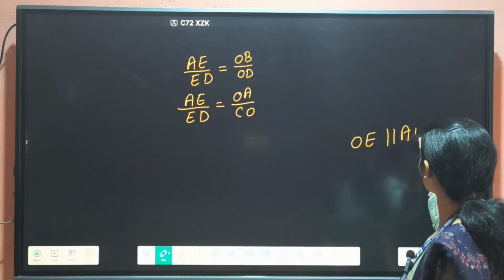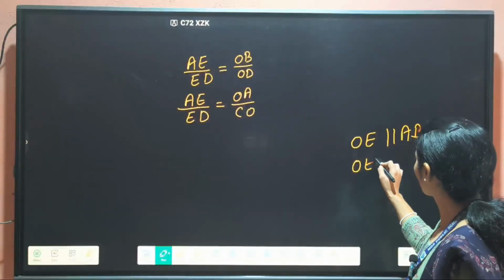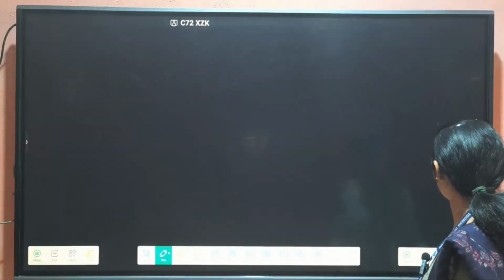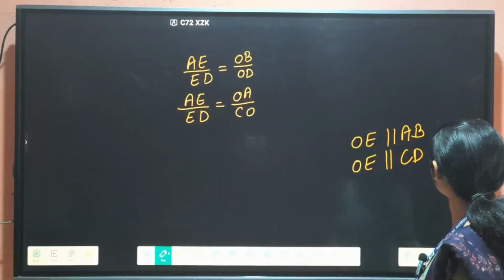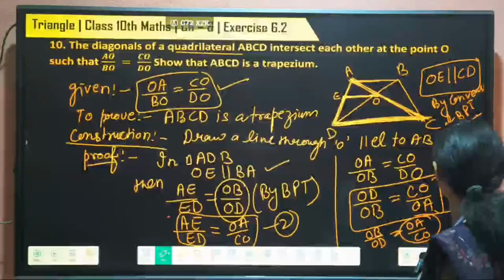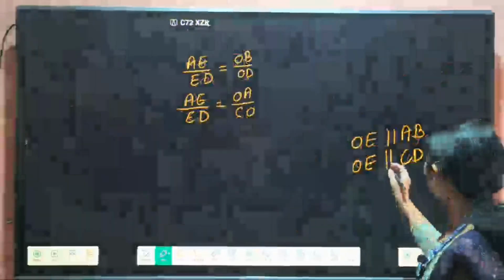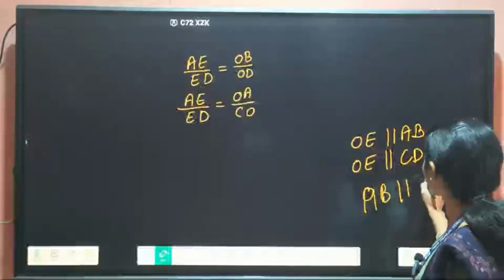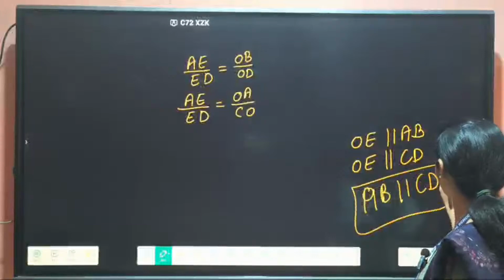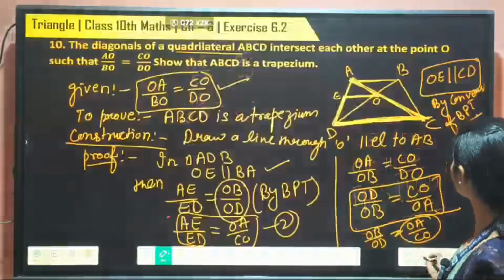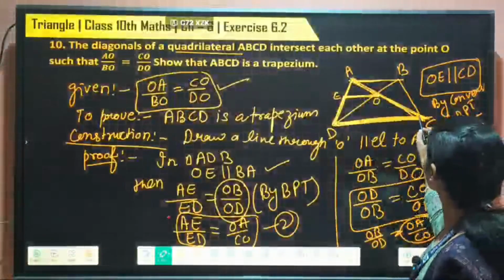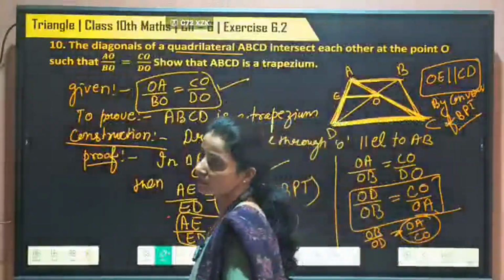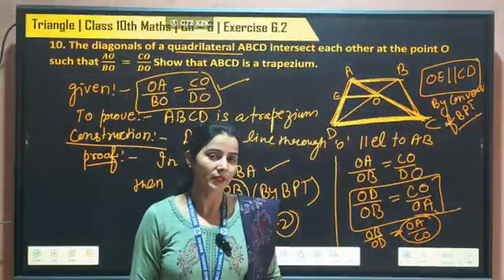By converse of BPT, we are able to prove that OE is parallel to CD, and OE was parallel to AB. Then we can say AB is parallel to CD. If AB is parallel to CD, then this quadrilateral ABCD will become a trapezium. Exercise 2 is completed. Thank you.